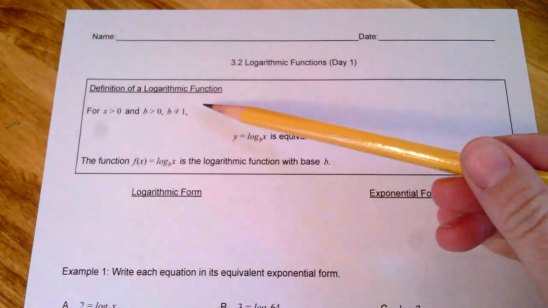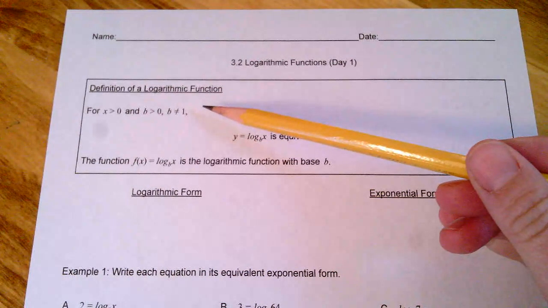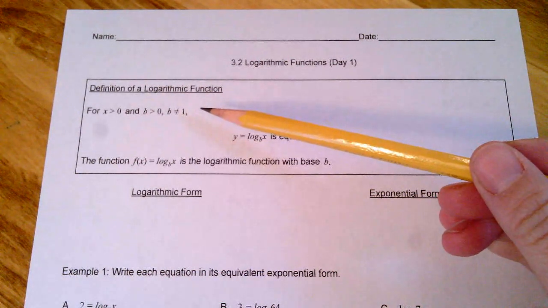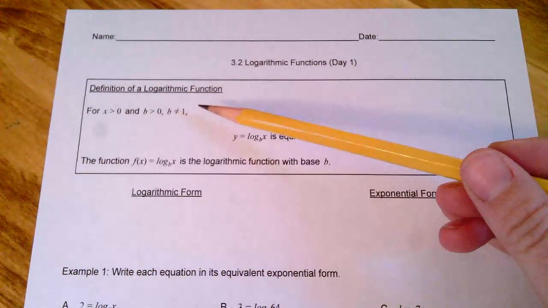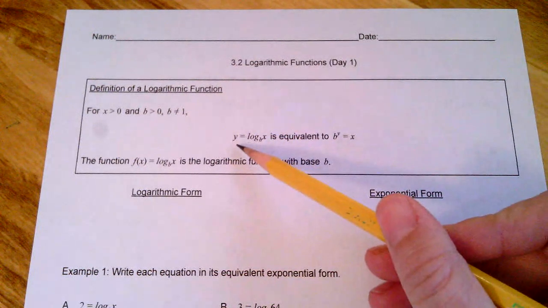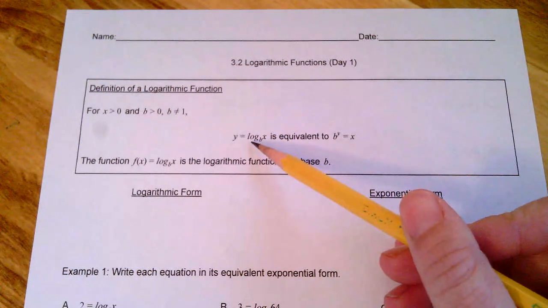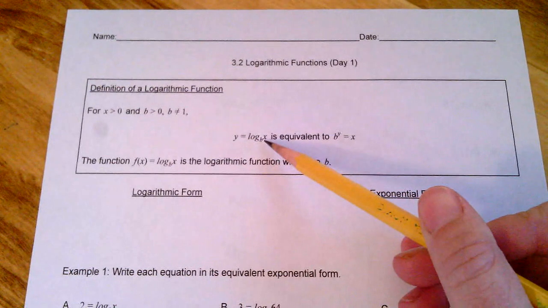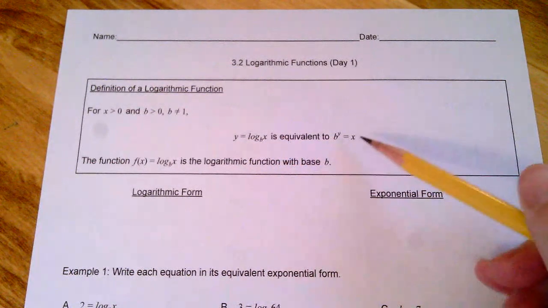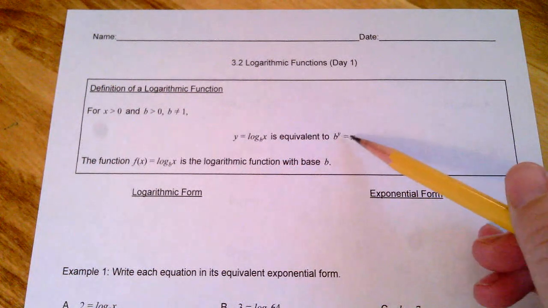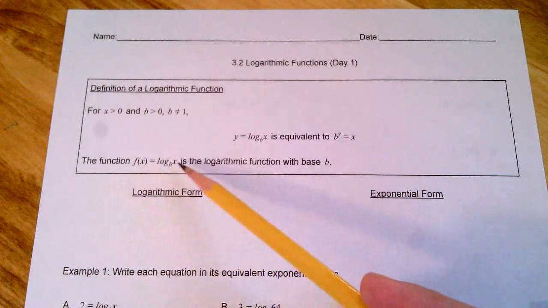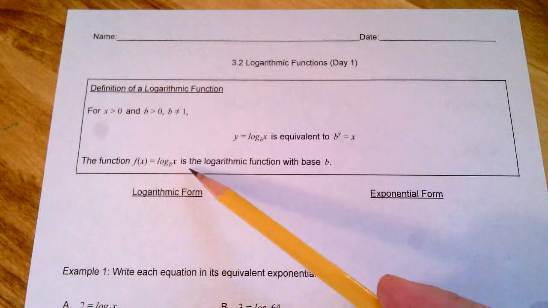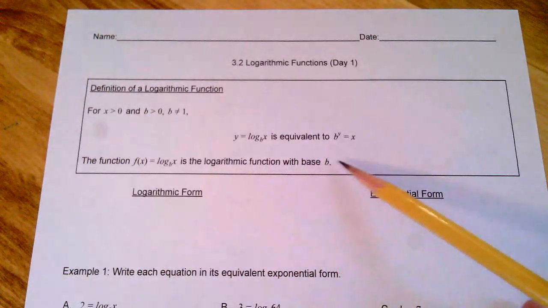So for x greater than 0 and b greater than 0 but not equal to 1, that means for any positive number x and for any positive number b that is not 1, y equals the log base b of x is equivalent to b raised to the y power equals x. The function f of x equals log base b of x is the logarithmic function with base b.